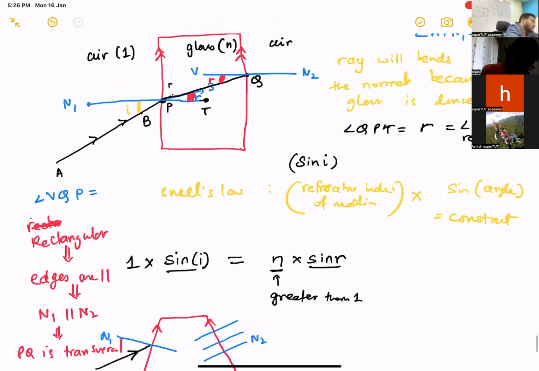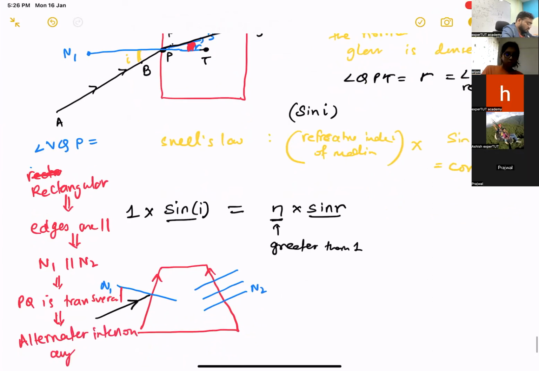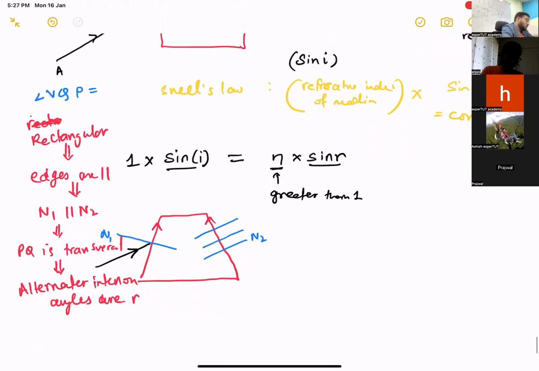These angles are alternate interior angles, and they are equal. So therefore, that angle is also R. Clear? Therefore, because it is a transversal, we have alternate interior angles. Alternate interior angles are R. Okay, समझ में आ गया ये? ठीक है, इसको लिख लिया है ना पक्का?